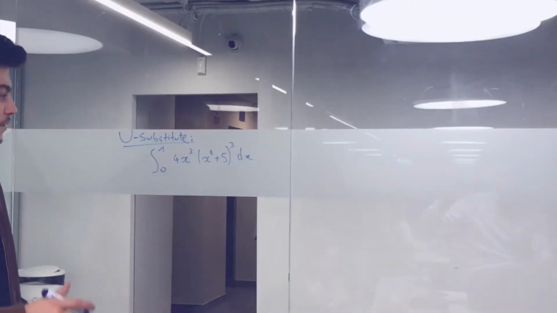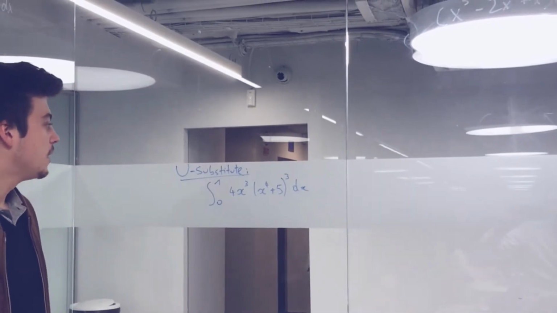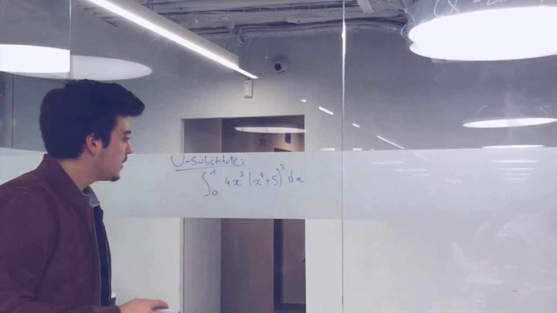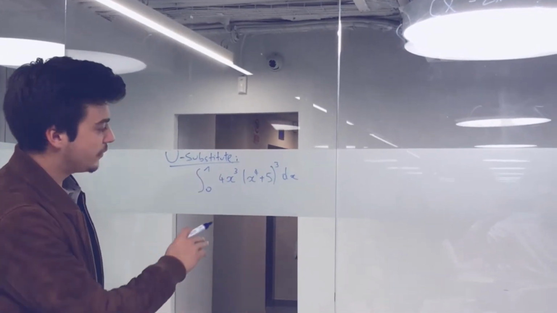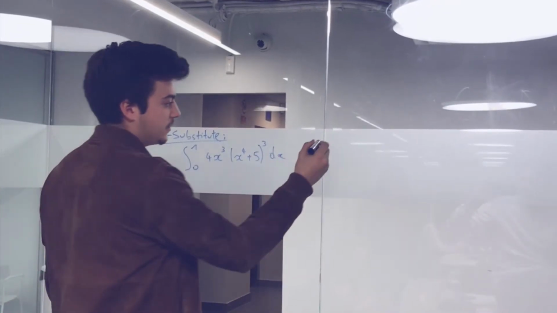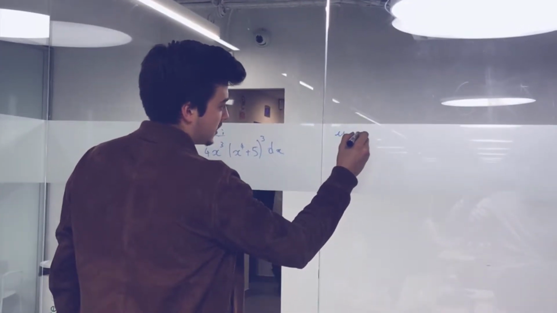Okay, so now I'm going to explain to you what's the u substitution rule. So here you have this function with this integral. So now you just need to find what's the u value. So here it's x to the power of 4 plus 5.